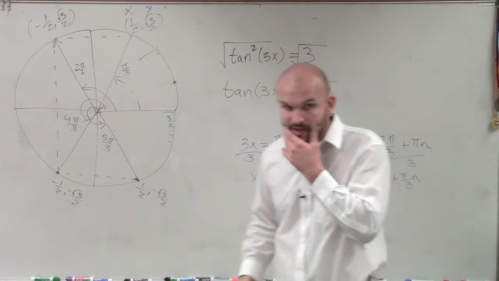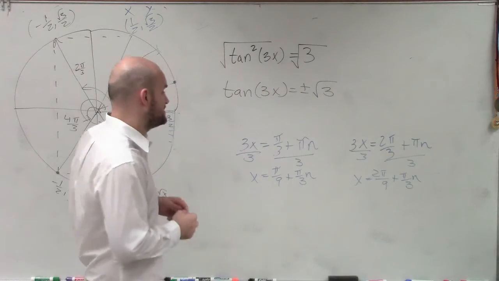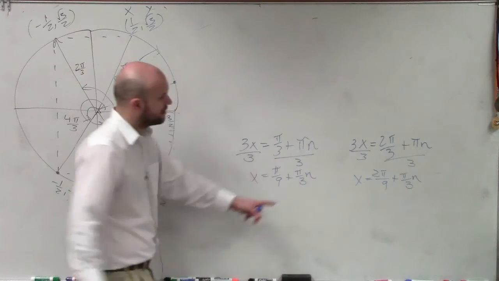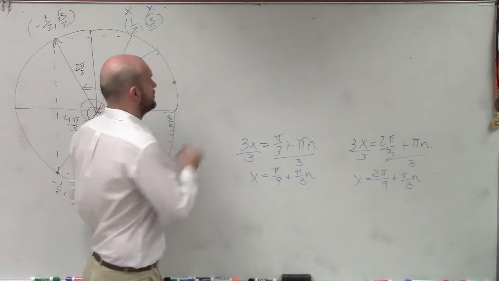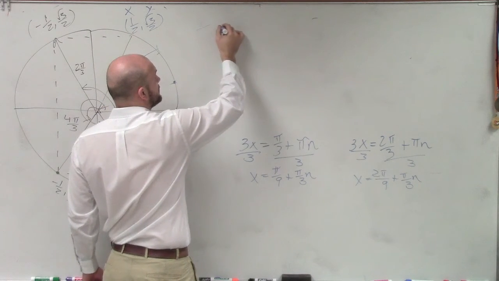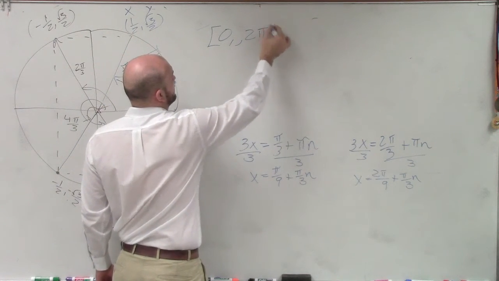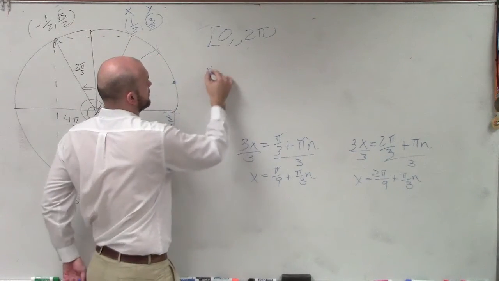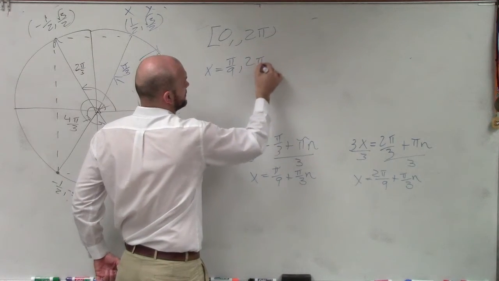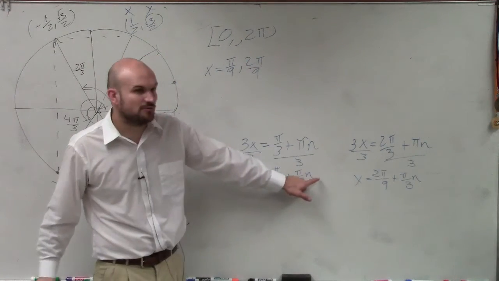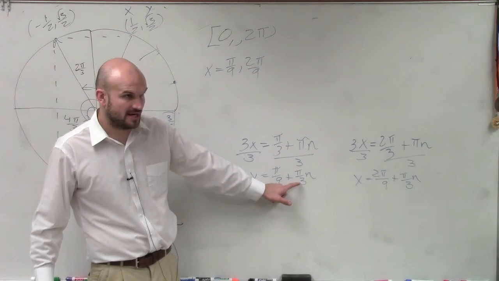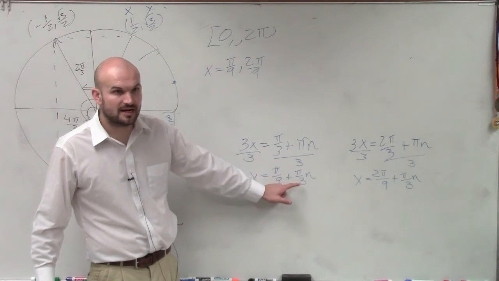If I wanted to determine all the solutions that are just between 0 and 2 pi, what I'd have to do now is just plug in numbers for n. So that's all the solutions, but what if I wanted to find just the solutions between 0 and 2 pi? Well, we already know x can equal pi over 9, and we know x can equal 2 pi over 9. But what if n was 1? Then I'd have to add pi over 3.